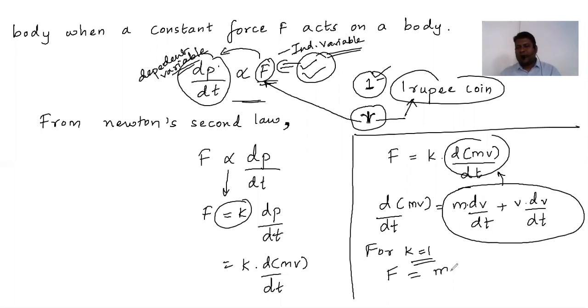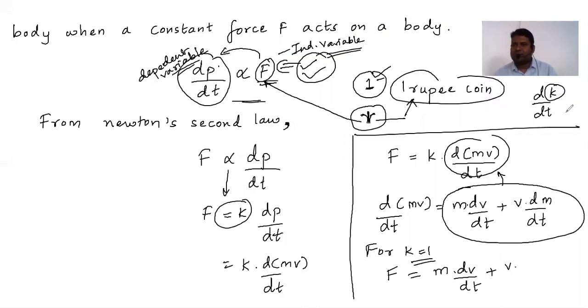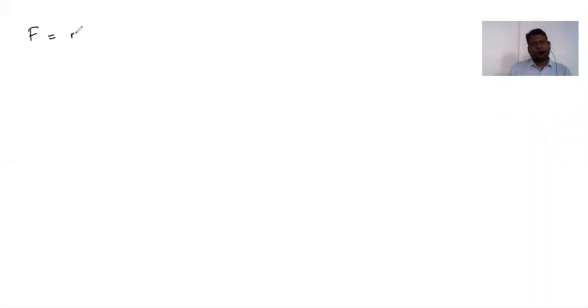F is equal to m into dv by dt plus v into, I think I need to write m here. This is v and this is m. Okay. So we all know that if you are differentiating any constant, since I said that m is the constant, m becomes 0. Very good. So 0 into v is 0. You are going to write m into dv by dt.